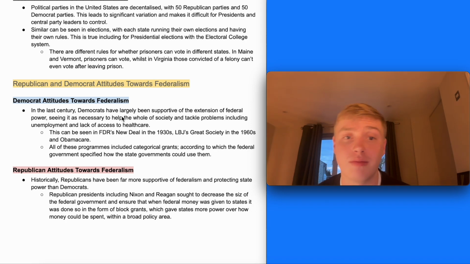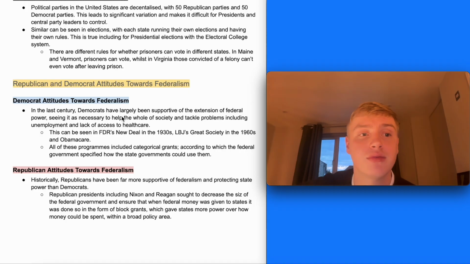So there's different rules for whether prisoners can vote in each state. For example, in Maine and Vermont, prisoners can, whilst in Virginia, those convicted of a felony can't even vote after leaving prison.